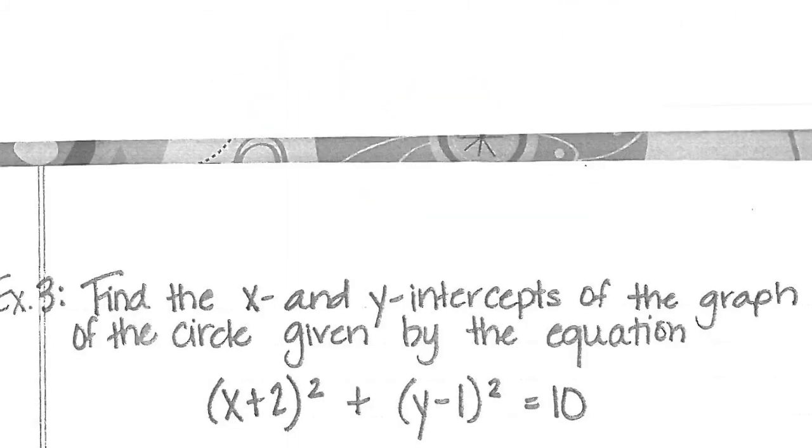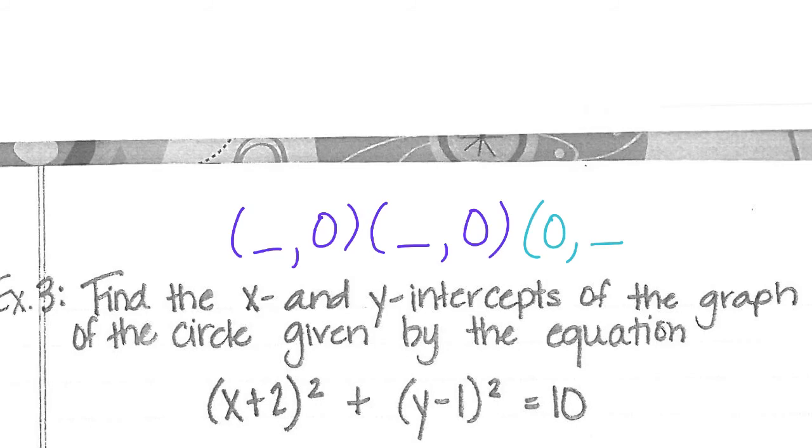All right, the next one's a little bit different. It's asking us to find the x and y intercepts of the graph of the circle given by the equation x plus 2 quantity squared plus y minus 1 quantity squared is equal to 10. Well, remember that the x-intercepts are when y is equal to 0, and there could be 2. And the y-intercepts are when x is equal to 0, and there could be 2, and I'm just lining it up because that's what could happen.